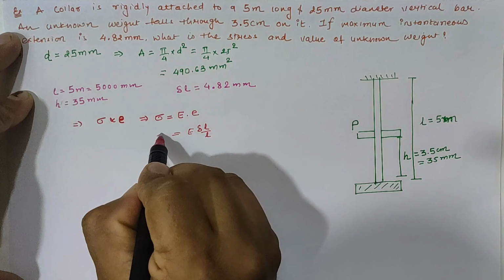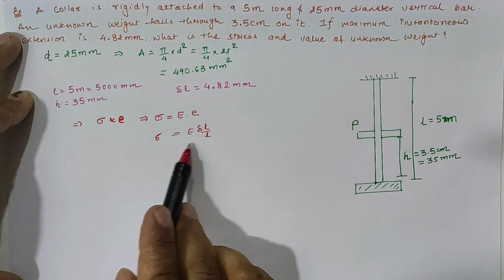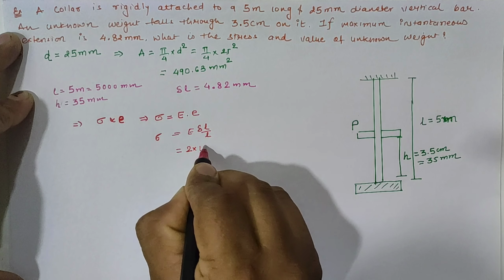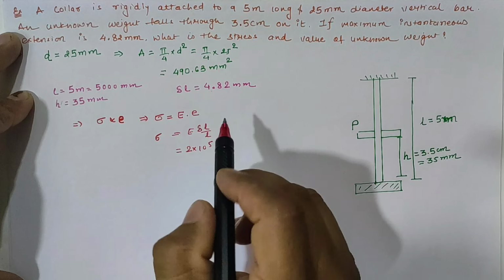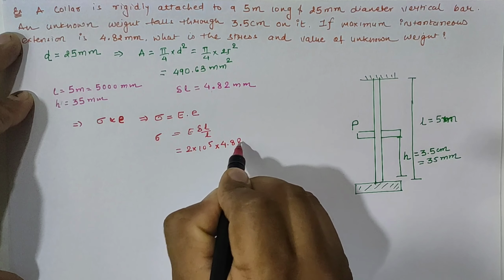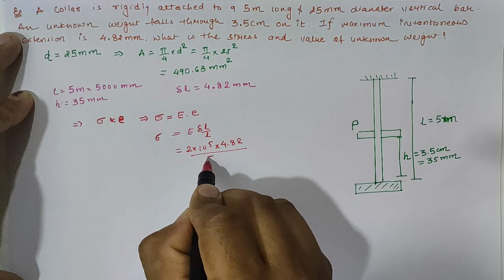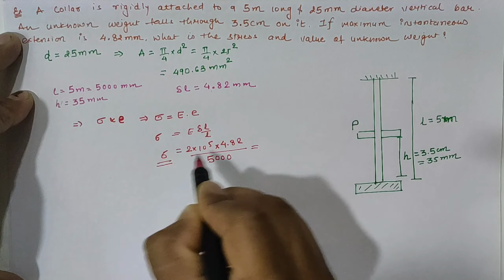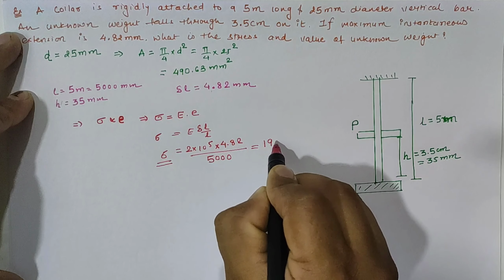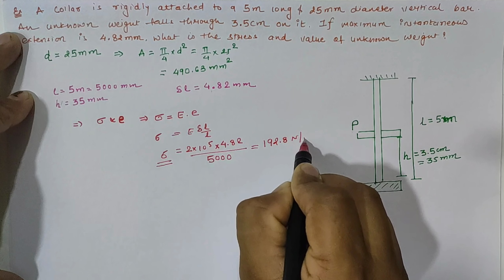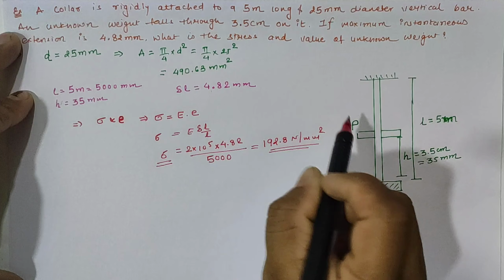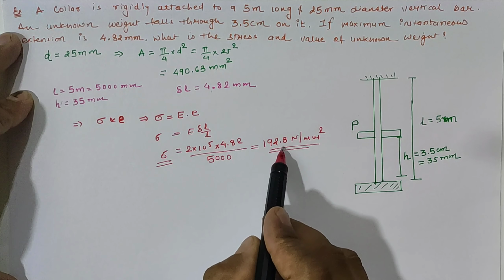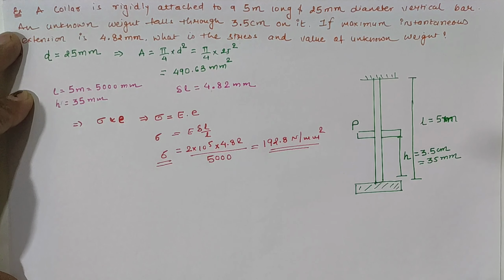The stress value can be calculated by this equation. Now putting in all the values, capital E as 2 into 10 raised to 5, delta L as 4.82 and small l as 5 meter, which means 5000 mm, our sigma value is 192.8 in terms of Newton per mm square. So the stress value according to the given data is 192.8 Newton per mm square.